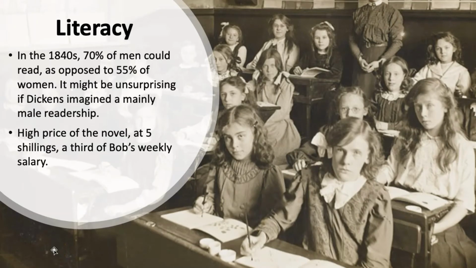These literary allusions I've mentioned also help us understand who exactly Dickens was trying to reach. So in the 1840s, 70% of men could read, as opposed to only 55% of women. So we might think a sort of sexist portrayal of women wouldn't have been an issue. However, the price of the novel was 5 shillings. Dickens deliberately set out to price it as a luxury item that only the well-off would buy.